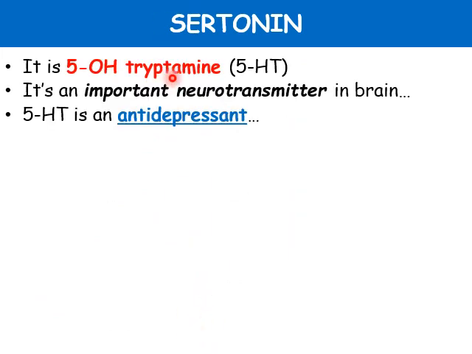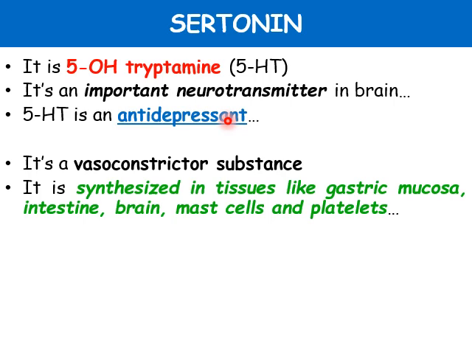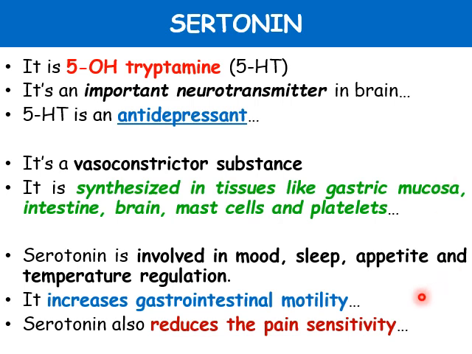Now the serotonin, that is also known as 5-hydroxytryptamine, is a very important neurotransmitter in brain and it has an antidepressant property. It's a vasoconstrictor substance and synthesized mainly from gastric mucosa, intestine, brain, mast cells and platelets. The serotonin is involved mainly in mood, sleep, appetite and temperature regulation. It increases the GI motility. It also reduces the pain sensitivity.